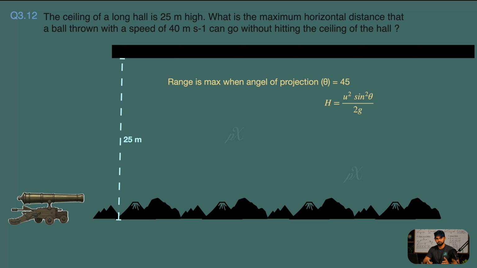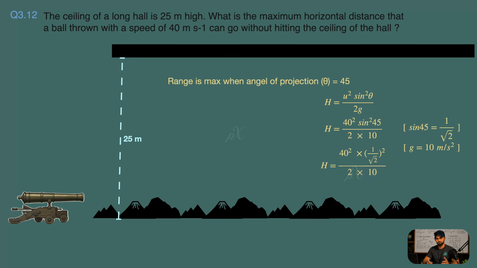Now, let's substitute the given values. So we get h equals 40 squared multiplied by sine square 45 degrees divided by 2 into 10. Now, we know that sine 45 degrees is 1 upon root 2, so the equation becomes h equals 40 squared multiplied by 1 upon root 2 whole square divided by 2 into 10. And after solving this, we get h equals 40 meters.